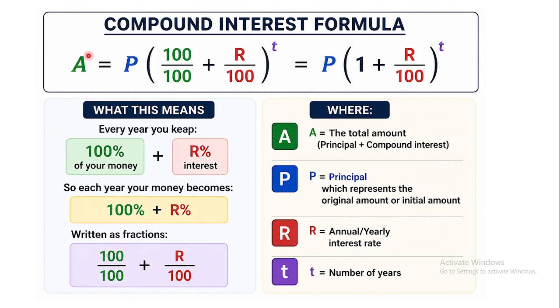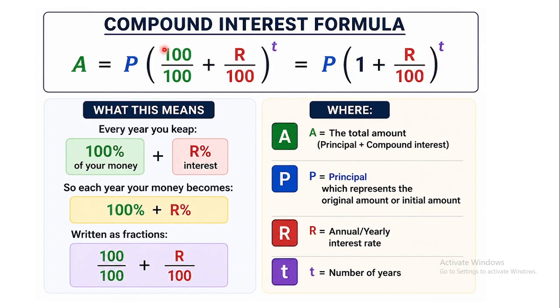Alright, so in order to understand this formula for the total amount, you first need to see that these two formulas right here are the same formula. I am using this formula in particular to show you why we have 1 plus R over 100.